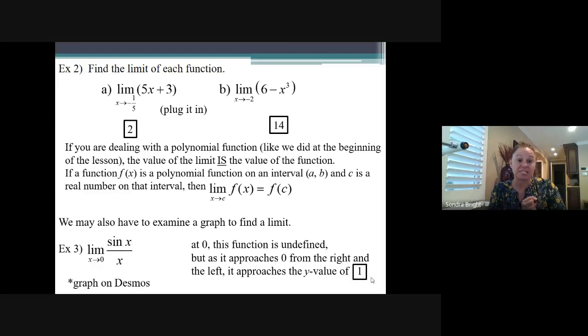And you'll actually see that function quite often in calc next year.